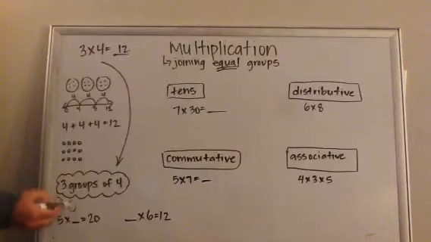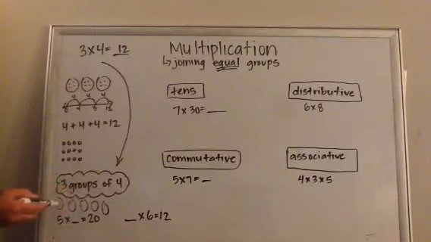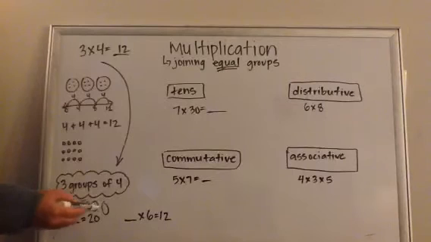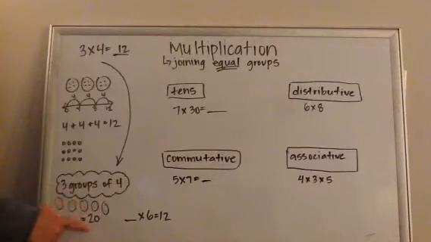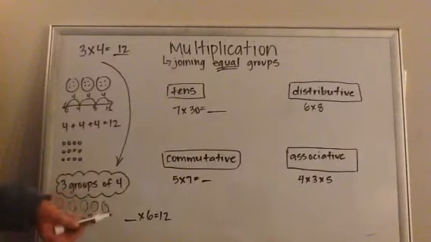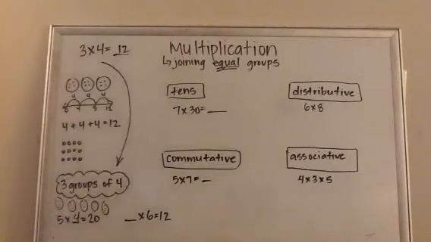All right, 5 groups. Let's see, well, 5 groups of 1 is 5. Let me add 1 to each one. So 6, 7, 8, 9, 10, 11, 12, 13, 14, 15. I'm going to stop when I get to 20. 16, 17, 18, 19, 20. Bingo! So 5 groups of 4 is 20.